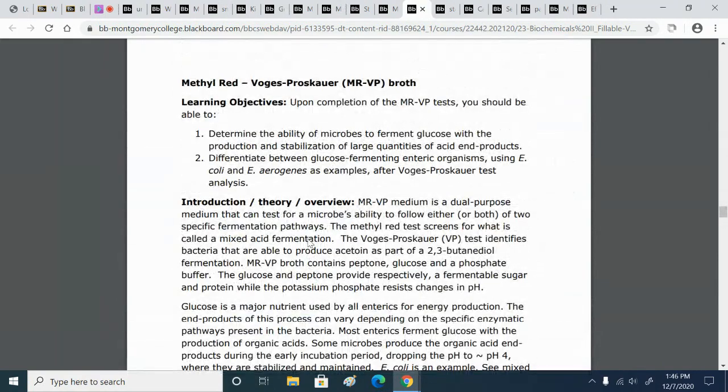So the MRVP, right, the methyl red and the Voges-Proskauer tests. So methyl red is easy. Methyl red is a pH indicator. And so we're just looking for the production of acids. And so the methyl red stays red with acid. So that's a positive test result. If it's yellow or orange, that's negative.